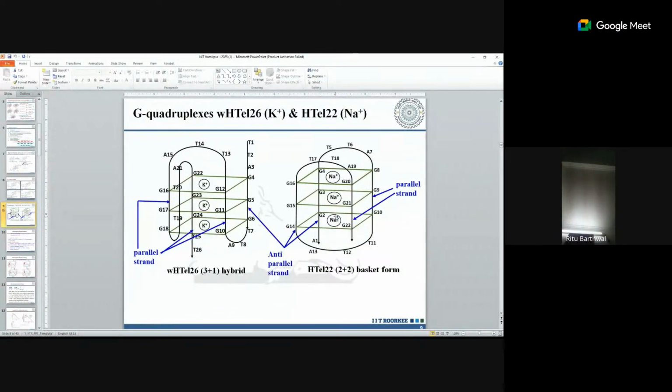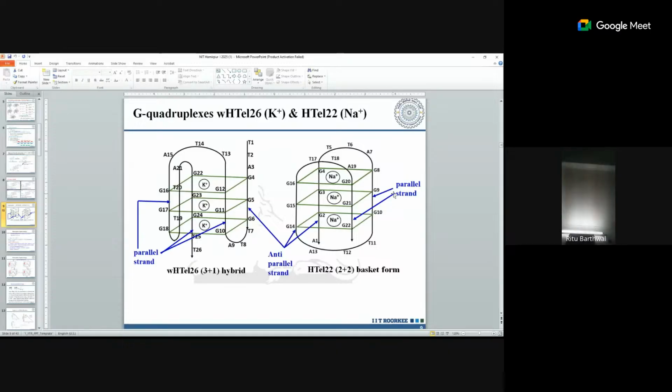The second plane is here and the third plane is here. We call these loops. Normally TT goes on the loops because GGG is going to form the base stacking. Base stacking will be done by GGG. G gives the maximum base stacking and TTA forms the loop everywhere. Here also, and this is called lateral loop.